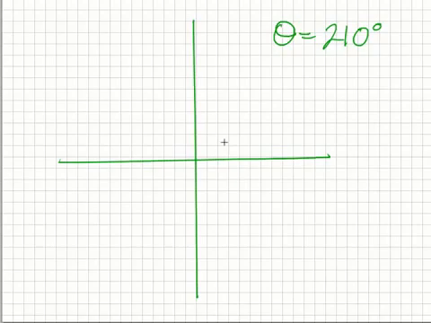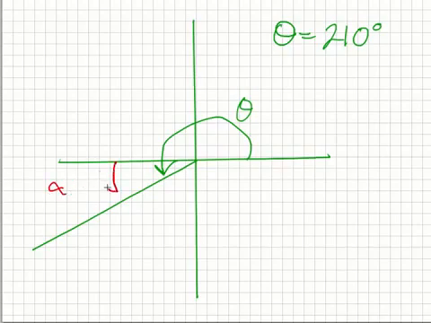Well, 210 degrees is in the third quadrant. It would be somewhere around here. And when we do our standard position, we end up with this angle here, theta. Alpha will be the reference angle between the negative x-axis and 210 degrees. And since we know this is 180, instead of taking 180 minus 210, we'll take the larger number, 210 minus 180, and that gives us a reference angle of 30 degrees.